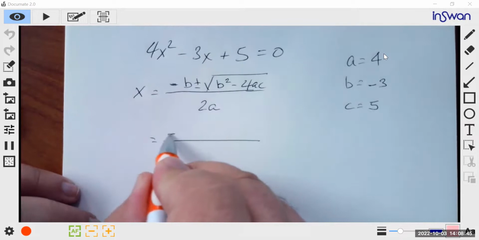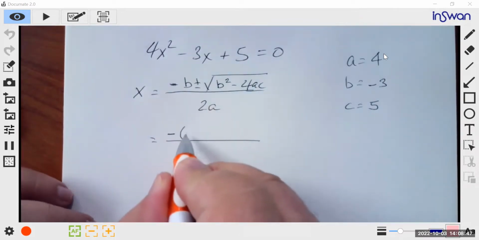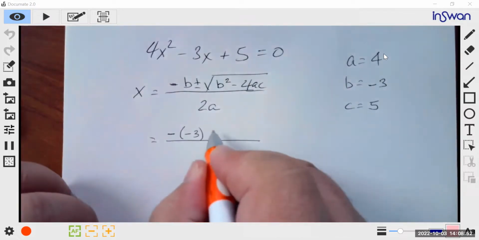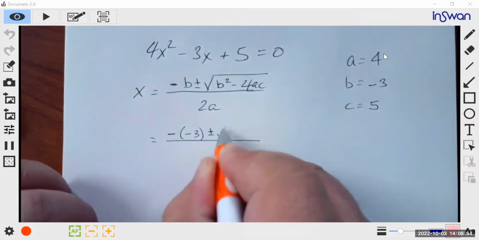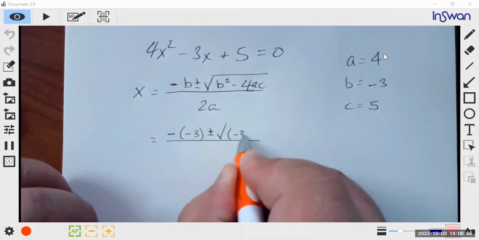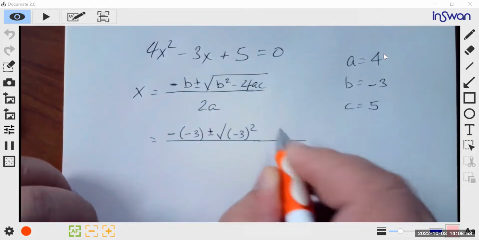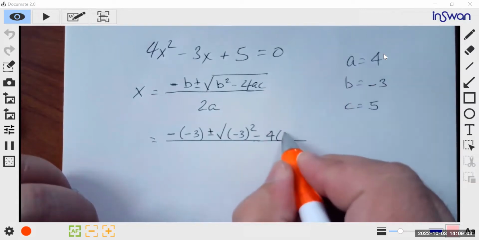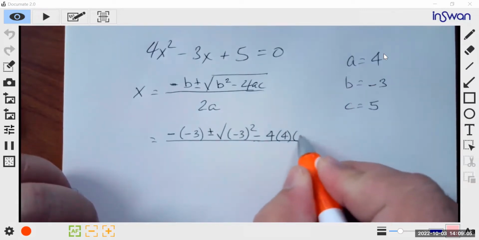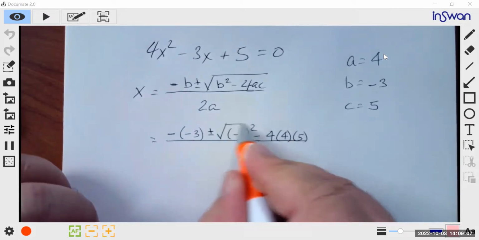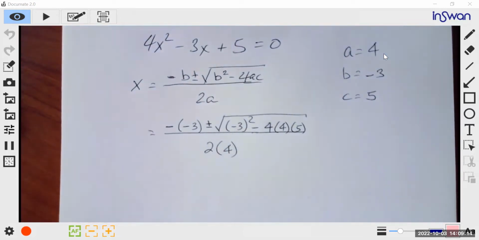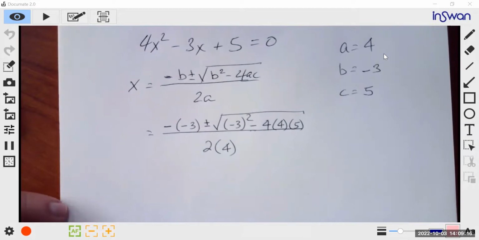You have the negative. What is B? B is -3. Plus or minus the square root of B, which is -3 squared, minus 4 times A. What's A? 4. Times C, which is 5. All over 2A. A is 4. The quadratic formula is simply plug and play.